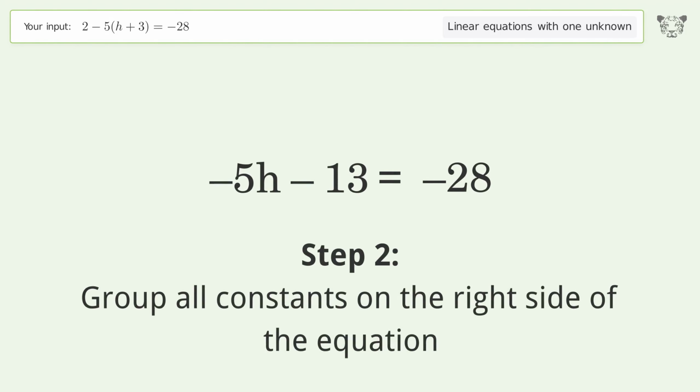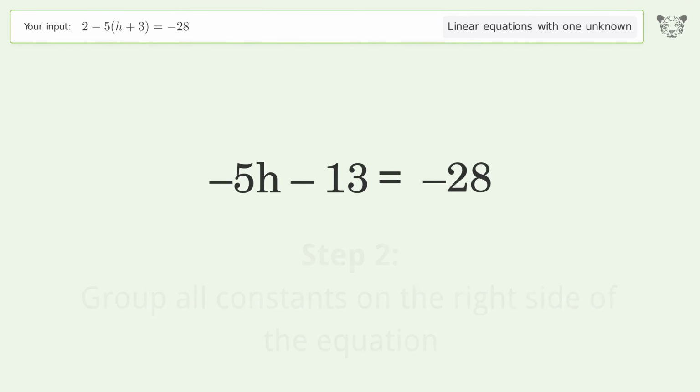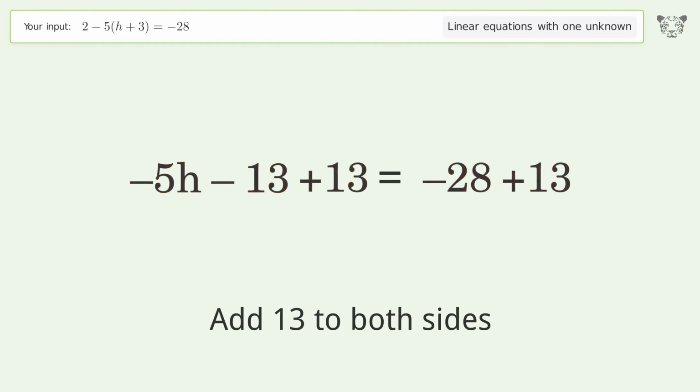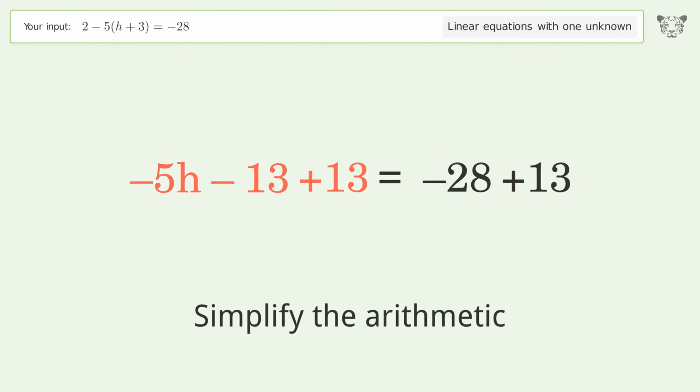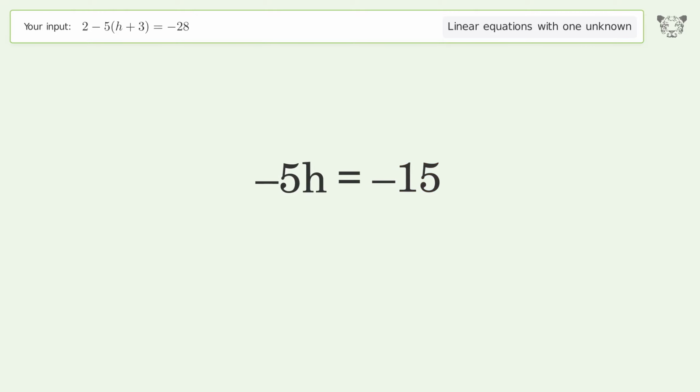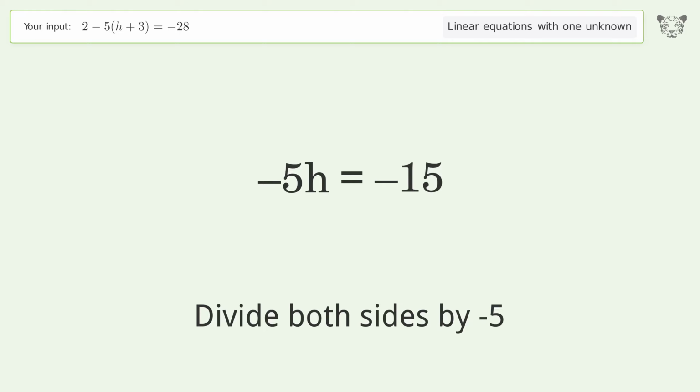Group all constants on the right side of the equation. Add 13 to both sides. Simplify the arithmetic. Isolate the h. Divide both sides by -5.